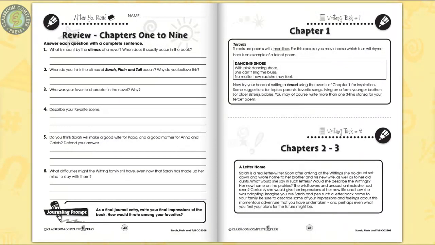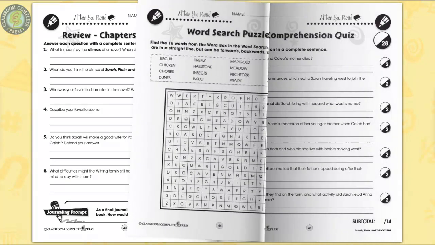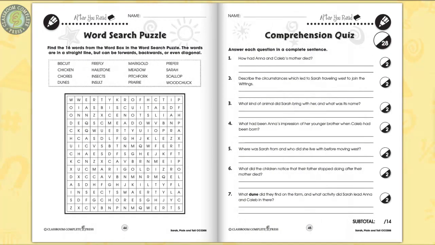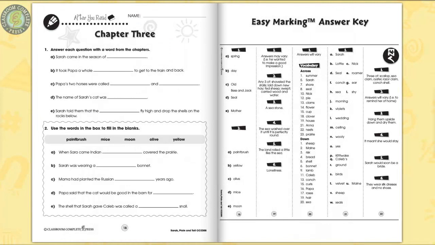6 additional writing tasks follow. Supplement an existing unit with in-depth writing tasks, such as using events from the story to inspire a tercet poem. A word search puzzle and comprehension quiz ends the unit. The easy marking answer key works by lining up perfectly with the matching question pages.